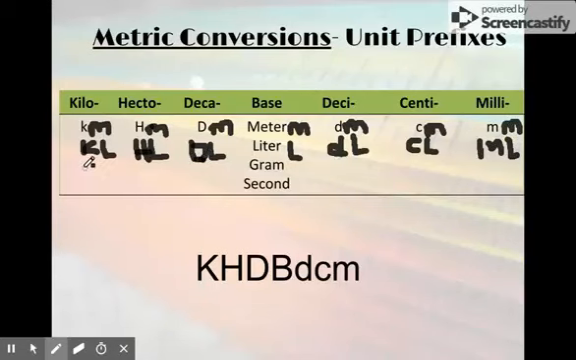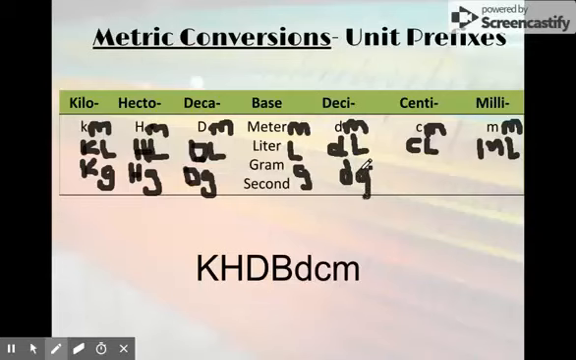And then gram, so a kilogram is kg, hectogram, hg, decagram, capital D, g, and then a gram by itself is just g, decigram, dg, centigram, cg, and milligram, mg.